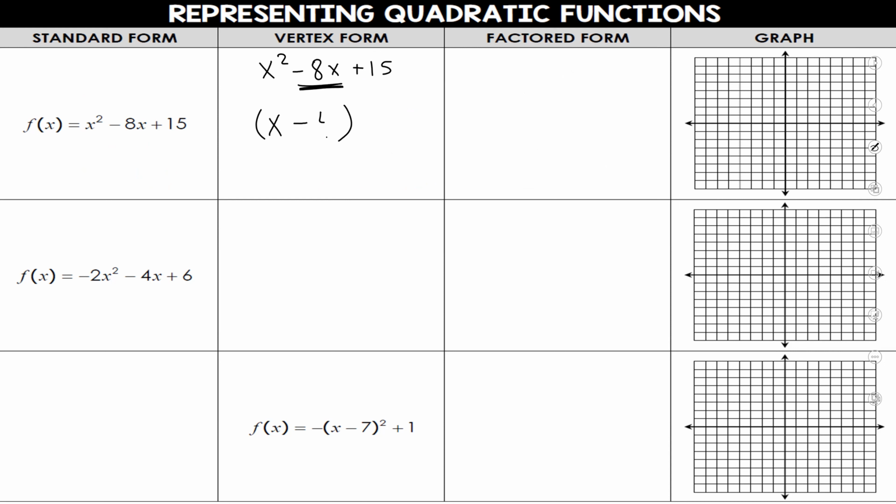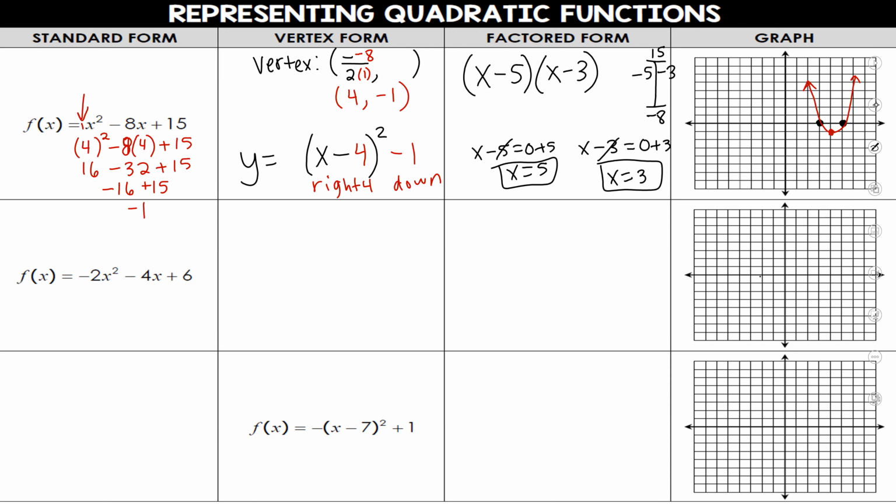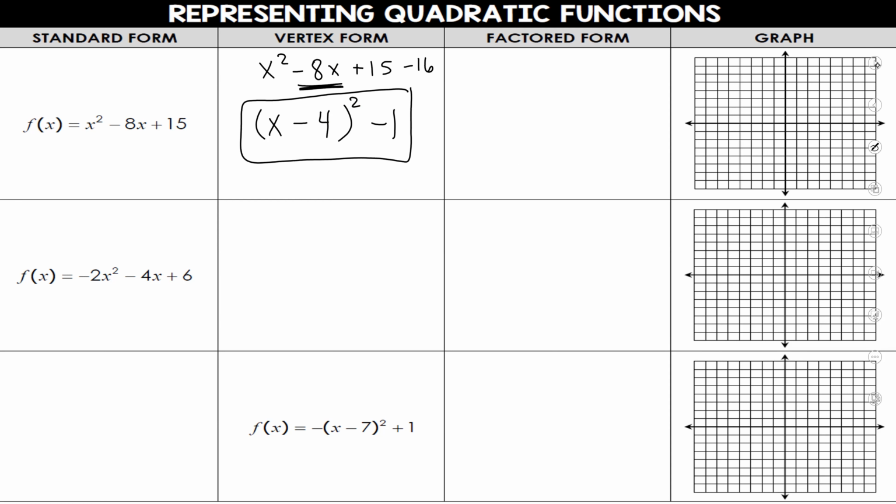Okay, so I'm going to put -4 there. What's 4 squared? So I'm going to subtract 16. 15 minus 16 is -1. That's your vertex form. And that's what we got previously. Okay? So the math behind that, that's a quick trick. But the math that's happening behind the scenes, let me show you.